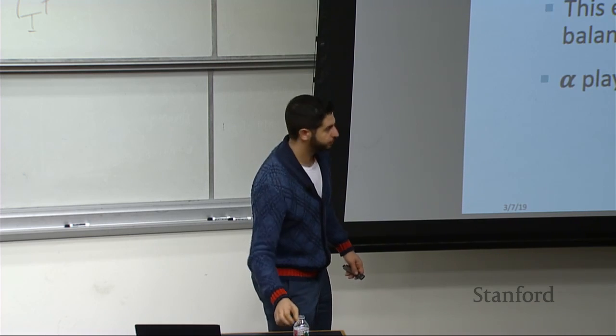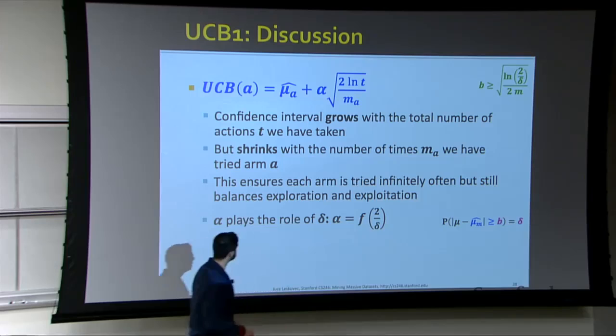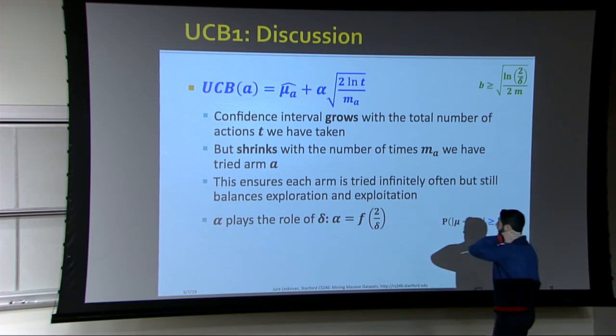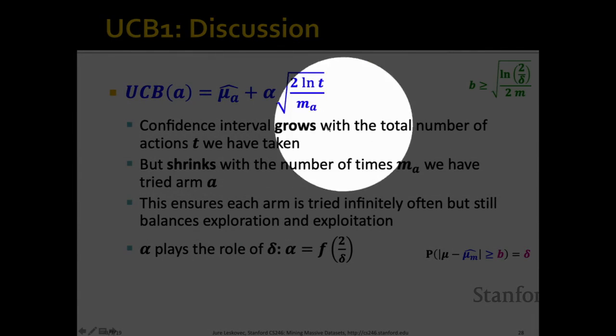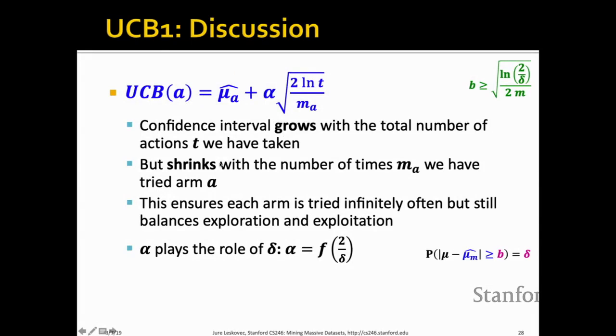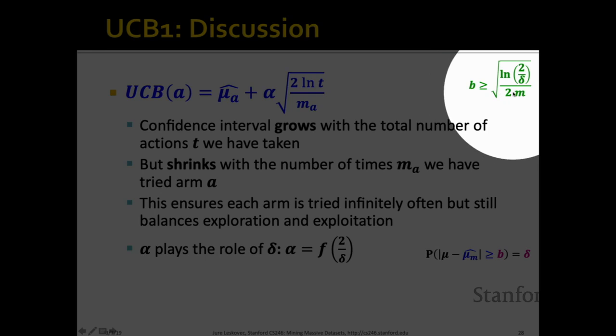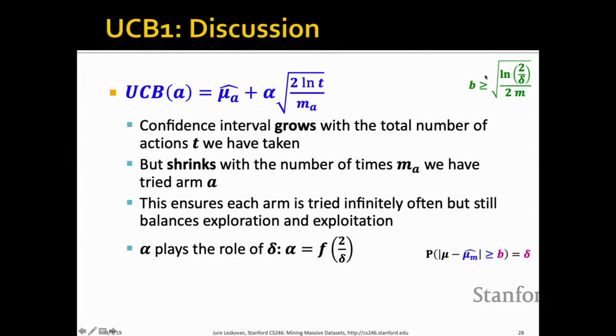Okay. So let's discuss a bit more the outcome of UCB. Our confidence interval grows with the total number of actions that we have taken, and this we have seen before because our N grows, so the bound becomes smaller. At the same time, this ensures that each arm is going to be tried infinitely often, okay? But it still balances between exploration and exploitation.